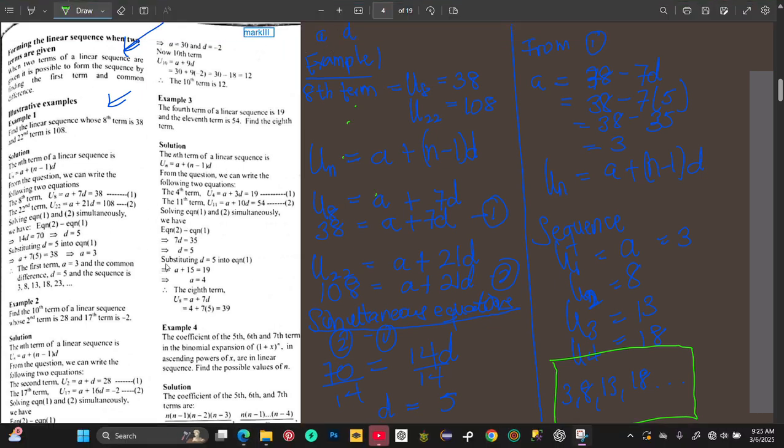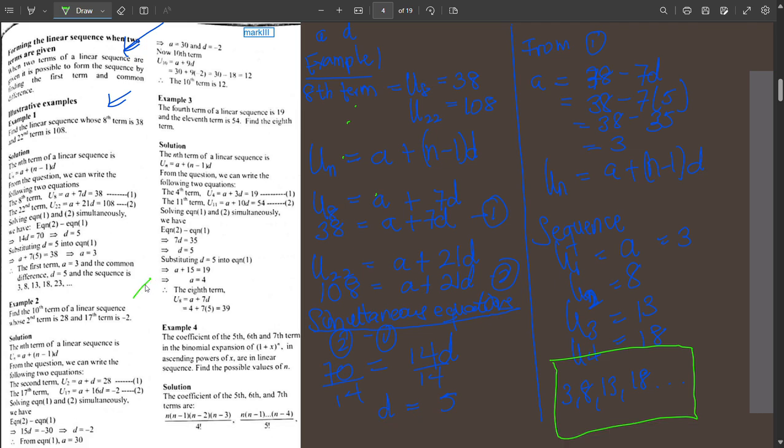Let's look at another question here. Find the 10th term of a linear sequence whose second term is 28 and 17th term is -2. It's the same thing. We use the same formula. We'll find the second term, which is going to be u of 2, to get one equation. So that's going to give us one equation.